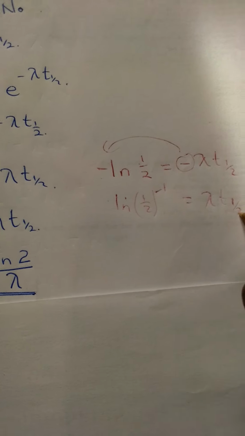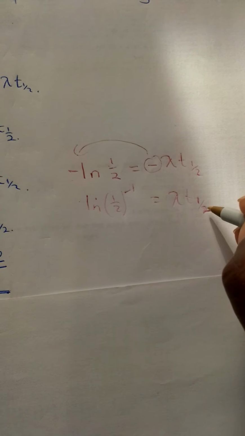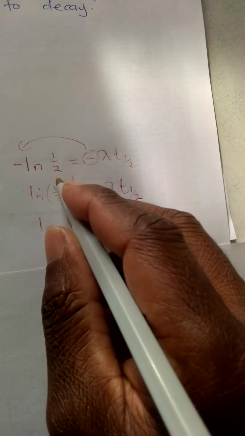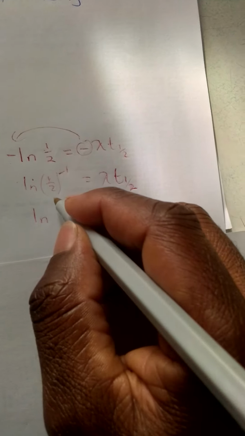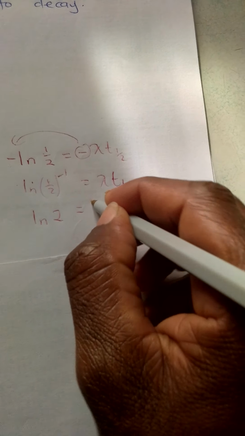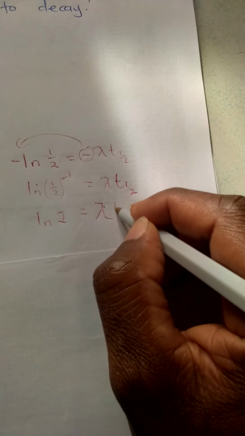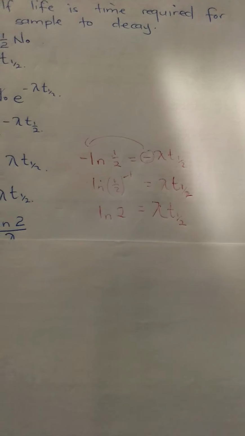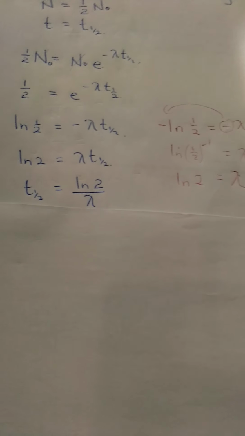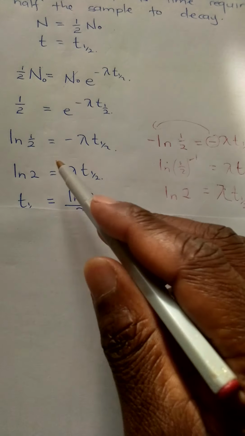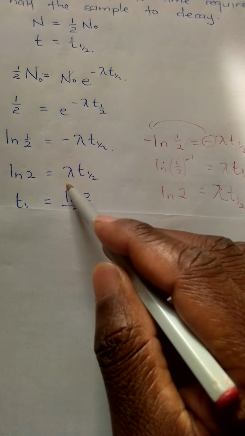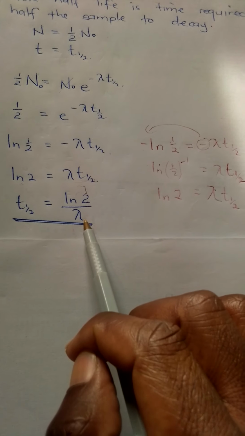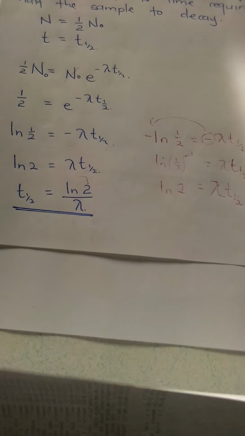Oh, this one is giving me a problem now. Right. So this is ln 2 over 1 because we're inverting, so it gives me ln 2 equals to lambda t half. So this is the expression that we have there. So after that, we just divide both sides by lambda. We're going to get t half is ln 2 over lambda. That is it.